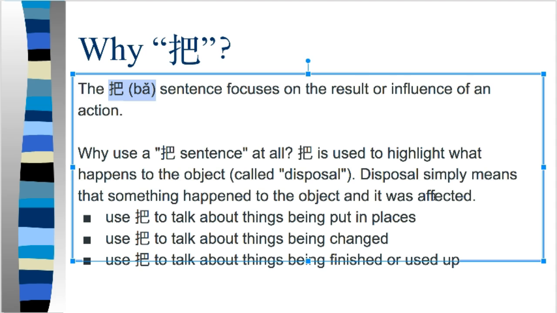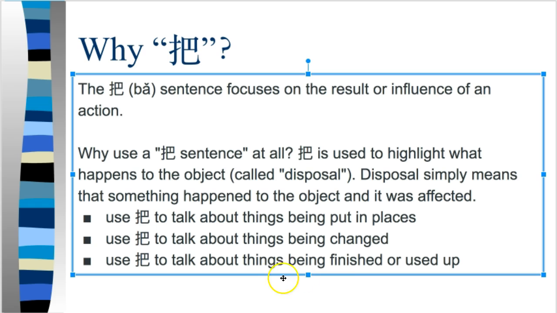You put it first. Generally speaking, we use 把 to talk about things being put into places. Right? So the object would be the thing and it's being moved to somewhere. We also use 把 to talk about things being changed. We also use 把 to talk about things being finished or used up. Generally speaking, you can use 把 in a very wide variety of cases. If you look at these different examples, this could apply to many different kinds of actions and objects. That's why the 把 structure is so important in Chinese, because it's used all the time in many different situations.